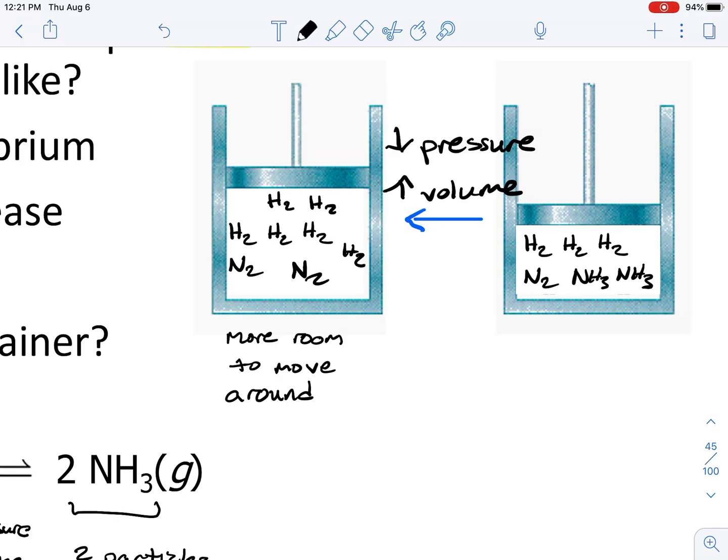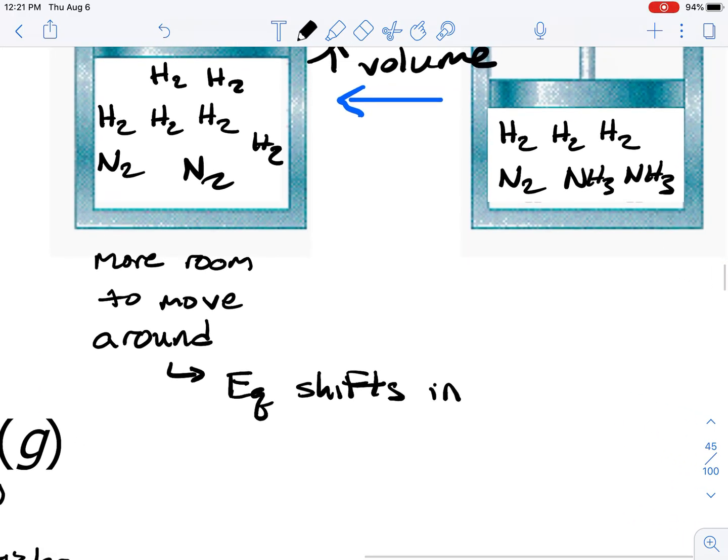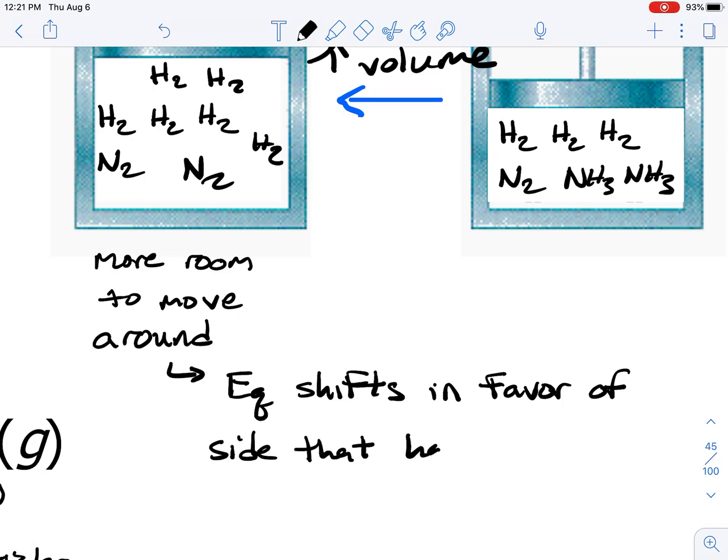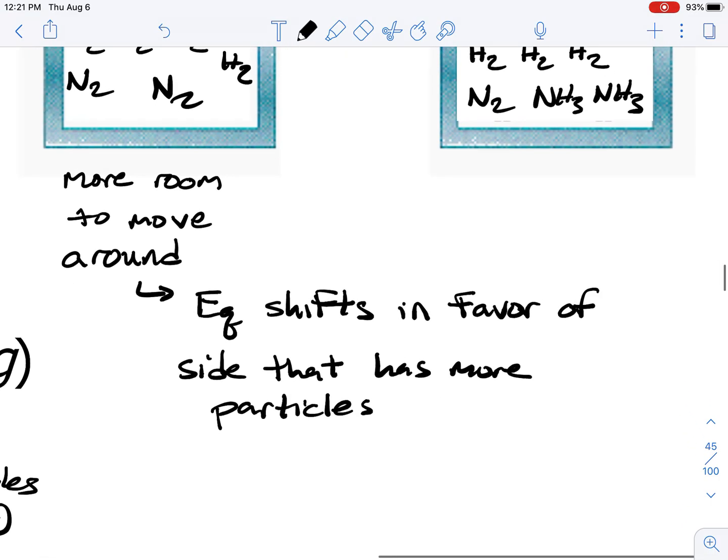Okay, so there's more room to move around. Equilibrium shifts in favor of the side that has more particles. And so we can think about this like trying to get back the original pressure.